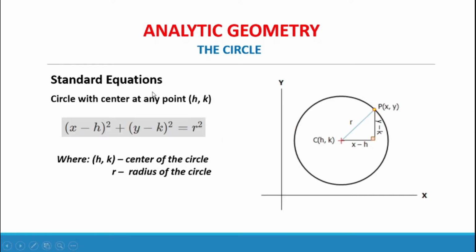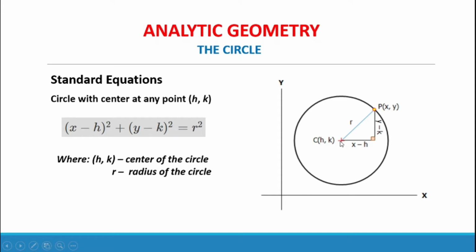And for the standard equations, for a circle with center at any point h comma k, we have the formula (x minus h) squared plus (y minus k) squared is equal to r squared, where h comma k is the center of the circle and r is the radius of the circle.